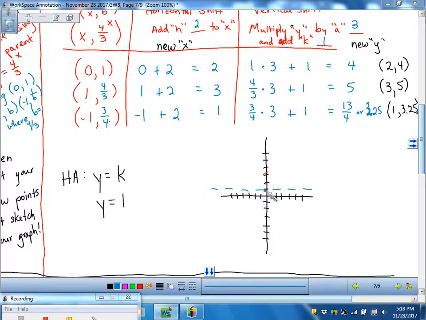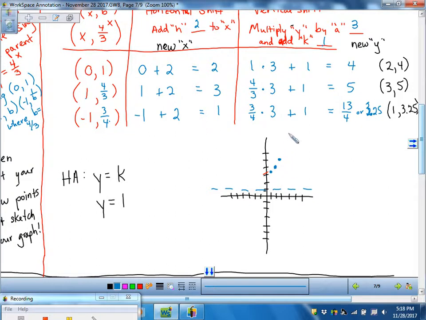So (2, 4): go over 2, up 4, and we have our next point. (3, 5): over 3, up 5. And when we plot the third one, (1, 3.25): over 1, and up 3 1/4. And you can see how this is slightly curving.